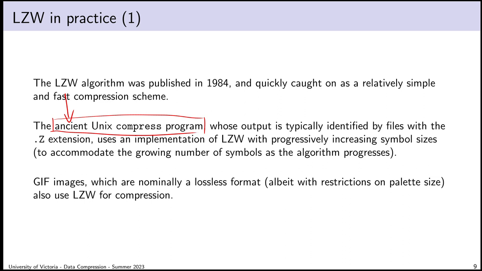Typically, you can identify output of the ancient Unix compress program because it will have the extension dot uppercase Z, not dot lowercase z. It turns out dot lowercase z is a different primordial compression scheme that we're not going to worry so much about because it's not as interesting, although we will cover the underlying technique that it uses later in this course. So the .Z extension, if you ever interact for some reason with an archive of .tar.Z, that archive has been compressed with the ancient Unix compress program. And you may actually interact with such an archive at some point in your career.